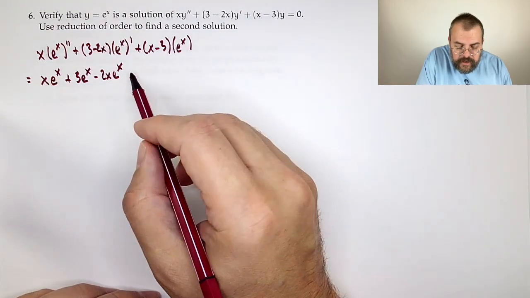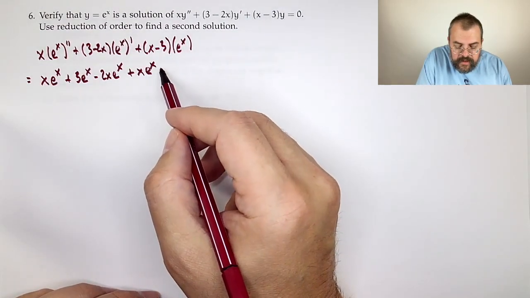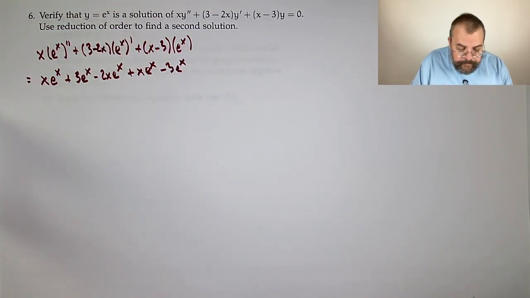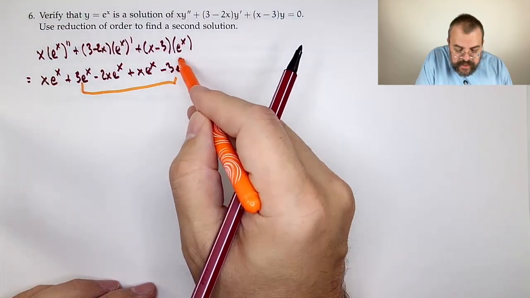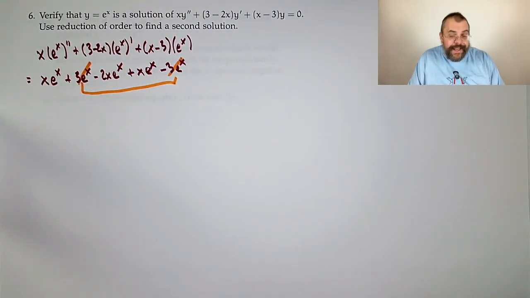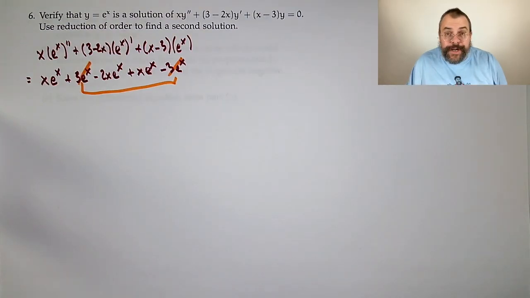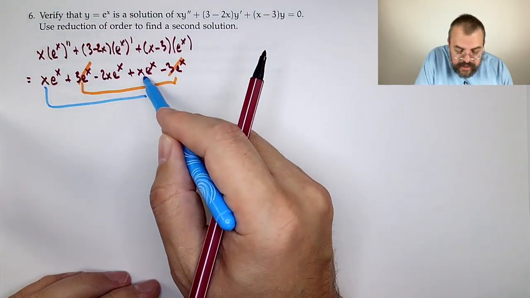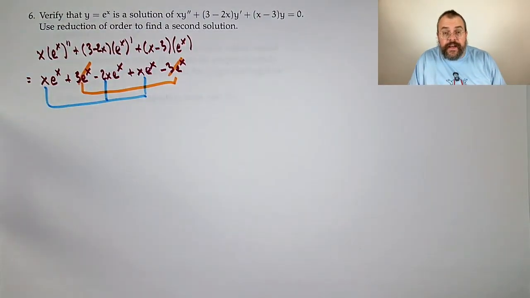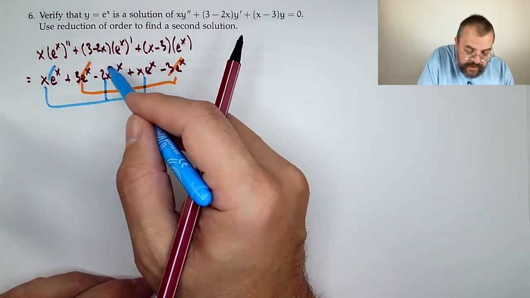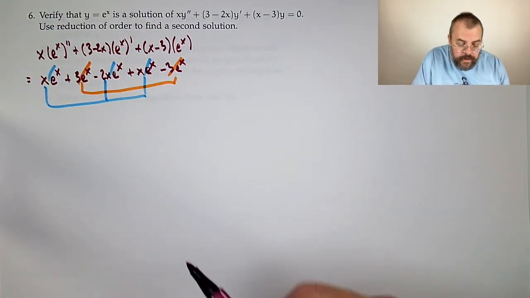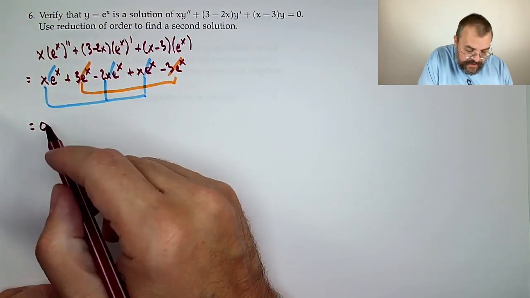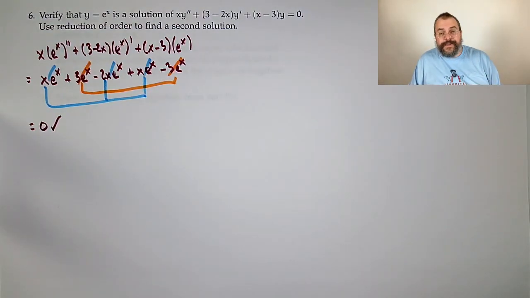And we'll have here plus x e to the x, subtract 3 e to the x. And now we say, okay, 3 e to the x minus 3 e to the x cancels. Nice. Well, we're anticipating that. No big surprise. Then you have the x e to the x's, and then there's a minus 2x e to the x. So those collectively also cancel. And so we're left with 0, which is what we want. So we're done. We verified the solution.